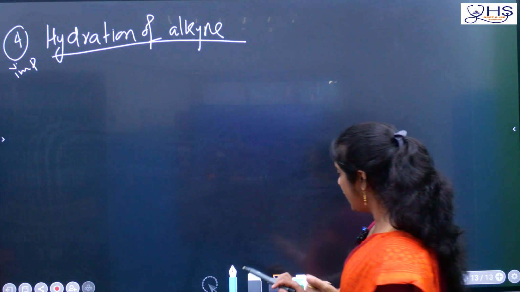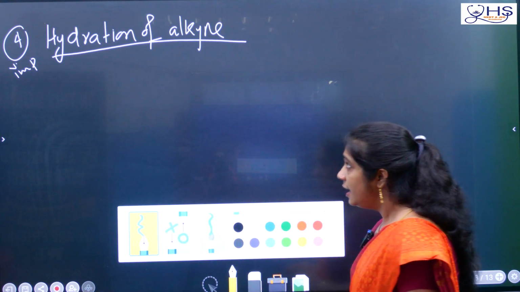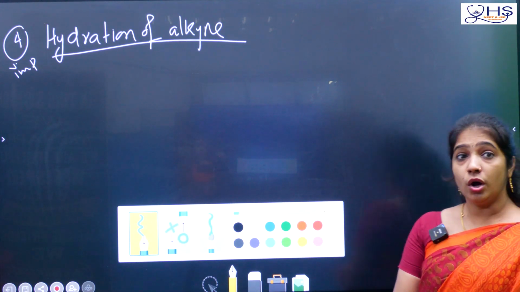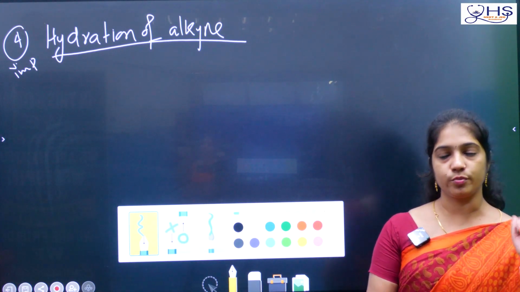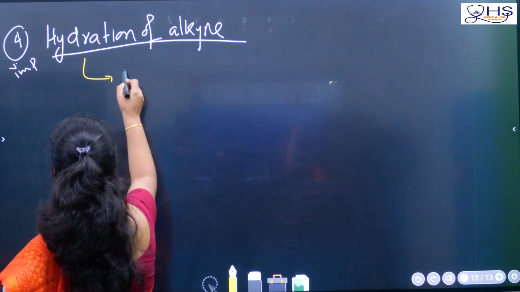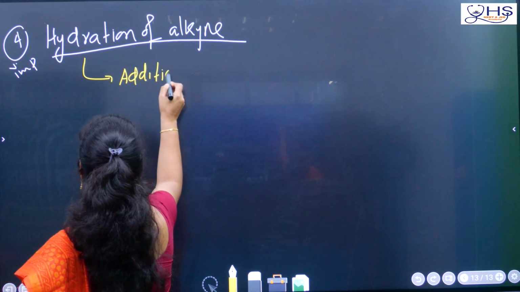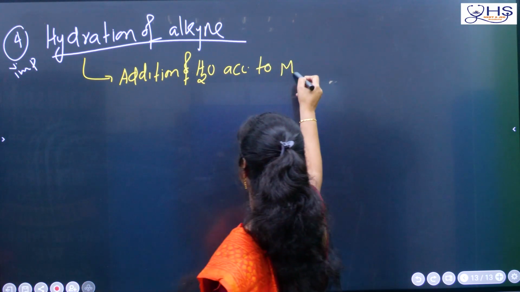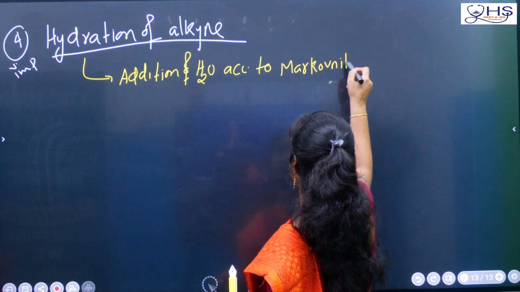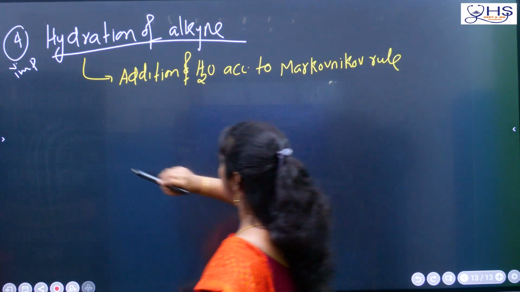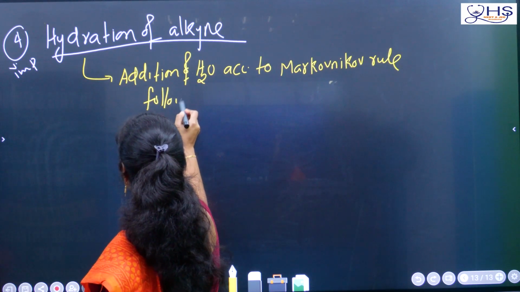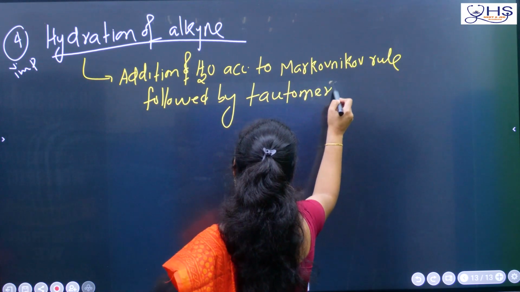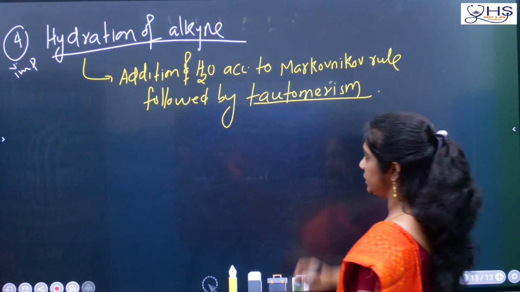Okay. So now hydration of alkyne. What is the meaning of hydration of alkyne? Hydration means addition of water. So we are going to add water to alkyne. Not only are we adding water, we are going to do one more step, tautomerism. So here we do addition of water according to Markovnikov rule, followed by tautomerism.